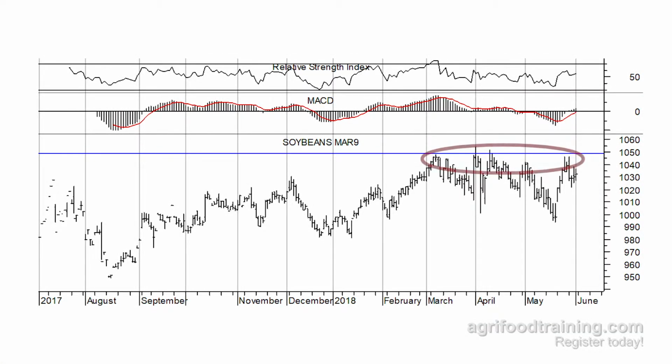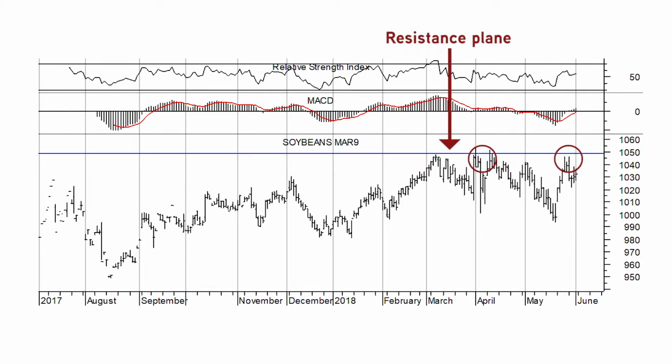And we had observed from the beginning of March until the beginning of June that the market had gone up and challenged that $10.50 area on the chart up here. It tried to get through it in April. It tried to get through it again a little bit later in April. It came up and touched it again late in May, and then it started to back off. So first of all, we're going to call this line up here a resistance plane, and the market has been resisting all that time going through there.